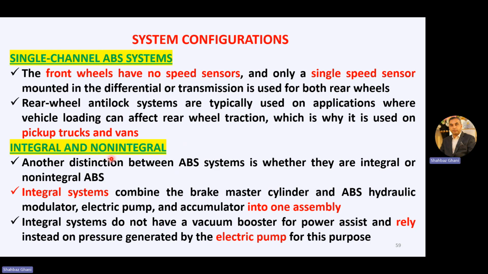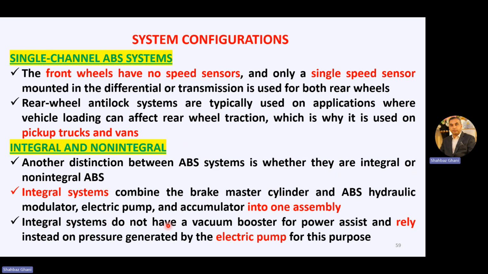Now, integral and non-integral, another system configuration. This is the 4th configuration. The first 3 were due to channels, and this one, integral and non-integral, is due to the combination of the assemblies. Another distinction between ABS systems is whether they are integral or non-integral ABS. An integral system combines the brake master cylinder, the ABS hydraulic modulator, electric pump and accumulator into one assembly. So when the brake master cylinder, ABS hydraulic modulator, electric pump and accumulator are all in one assembly, then we call this an integral system.